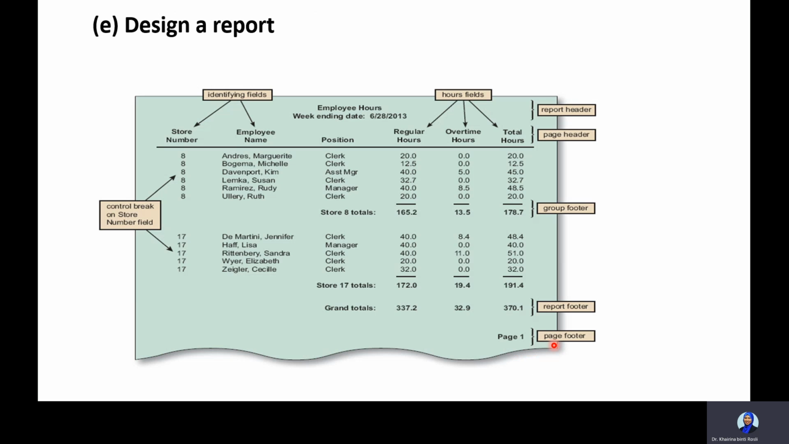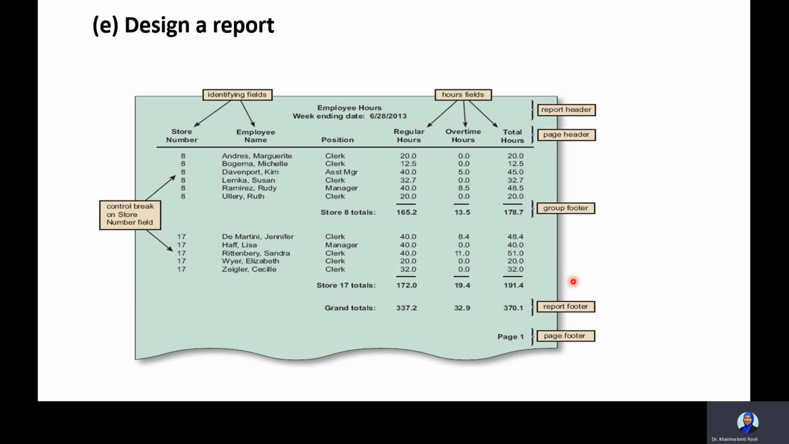Another one, design the report. For designing the report, it has a report header, and then the page header. What are the attributes that you want to put? The information that you want to put in the report. Then the group footer: if it groups one group, two groups, so it has separate groups. This one is the group footer, and this one is also a group footer. Whereas this one, the grand total, we call the report footer.